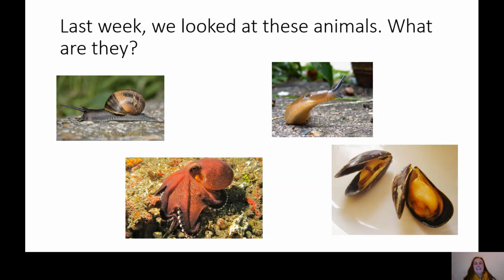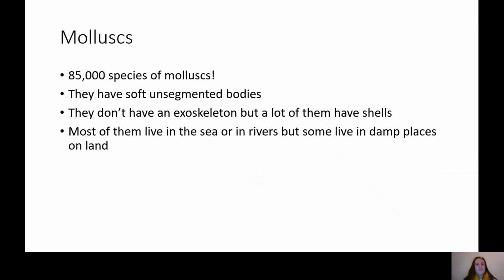Fantastic, Year 2. So last week we were looking at mollusks and we learnt quite a bit about mollusks. We found out that there were 85,000 species of mollusks, that they have what's called a soft unsegmented body, that they don't have an exoskeleton like insects, but a lot of them have shells, and most of them live in the sea or in rivers, but some live in damp places on land, like snails, which is what we focused on last week.